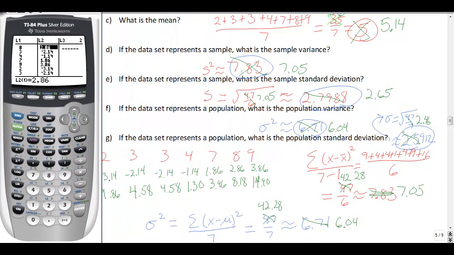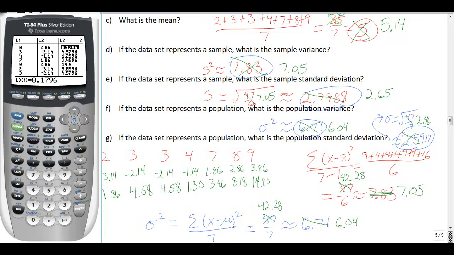Now what I can do is I can go over here, could have done this in one shot, but I'm going to go over here and make L3 second, make this L2 squared. So it's going to take each entry of L2 and square this. And so that tells me I should get an 8.18, essentially, 4.58, 1.30, 3.46, 14.9, 9.86, 4.58, and 2 of those. So all these numbers in this table here, those actually look good.